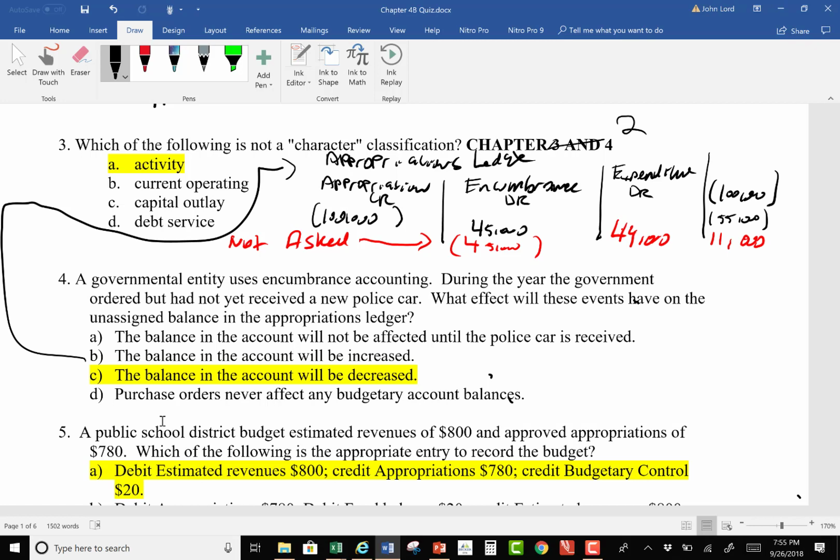Now I have to do what? Good. I have to set up the assigned fund balance. So I'm going to debit the unassigned for $55,000 and credit assigned for $55,000. Now, guys, I'm crediting assigned here. I'm going to tell you something right now. It could also be committed.